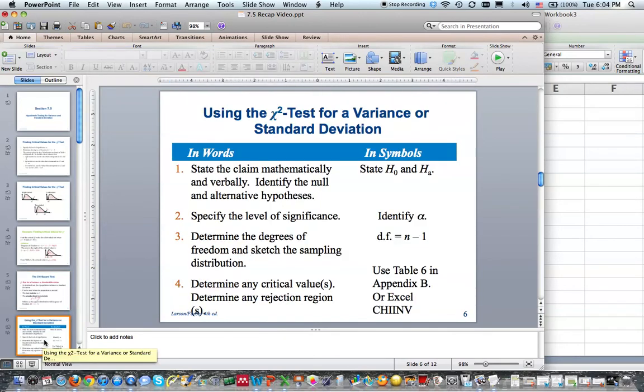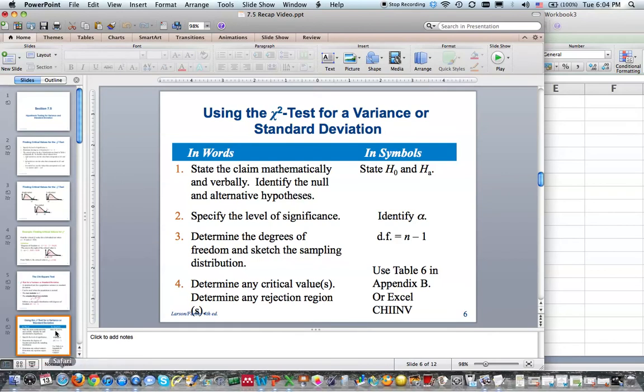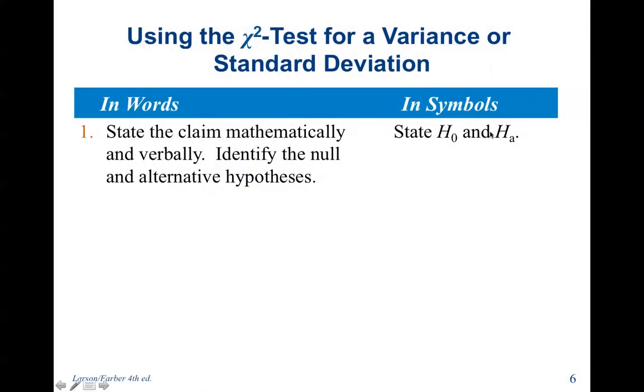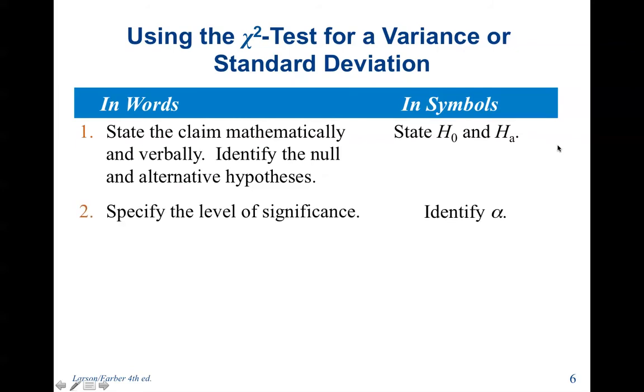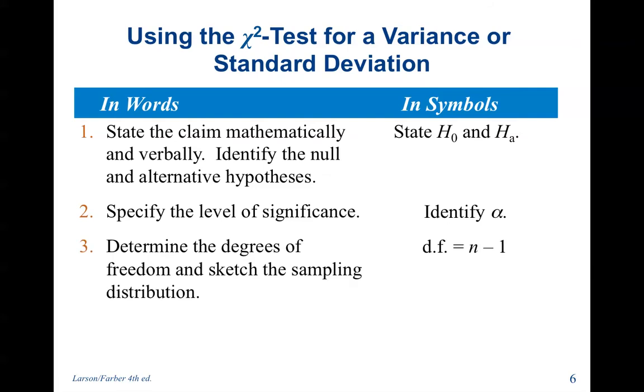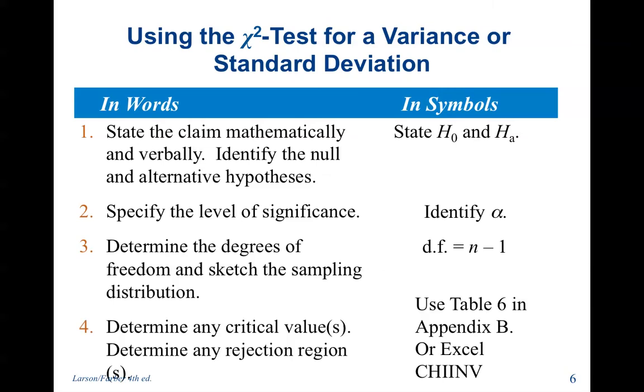So here are our steps. First, state the claim mathematically and verbally. Identify the null and alternative hypothesis, which means state H naught and H alternative. Specify the level of significance, which means identify alpha. Determine the degrees of freedom and sketch the sampling distribution. We know to find degrees of freedom we equal n minus 1. Number 4, determine any critical values and determine any rejection region. So we can use Table 6 or we can use chi-inverse in Excel as well.